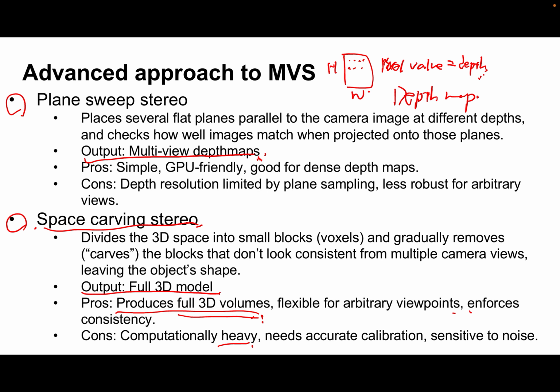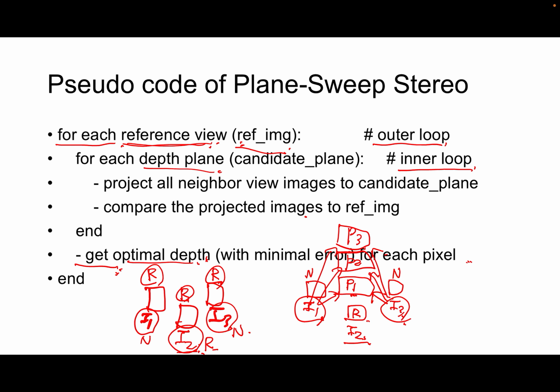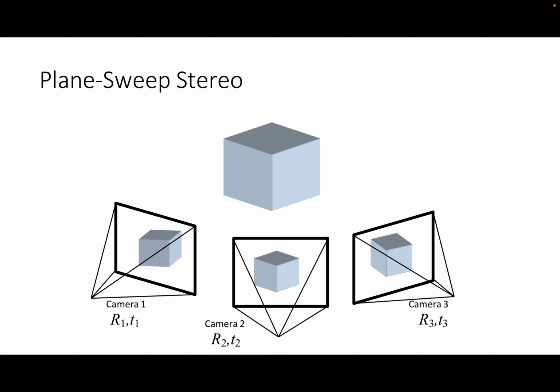Here we studied that the output of plane sweep stereo is multi-view depth maps. So that is how we get multiple depth maps from multiple images. Let's see the detail. So this is a 3D object. And let's say we have image 1, image 2, image 3. And this shows a good case. Projected point at correct depths. It is consistent, right?